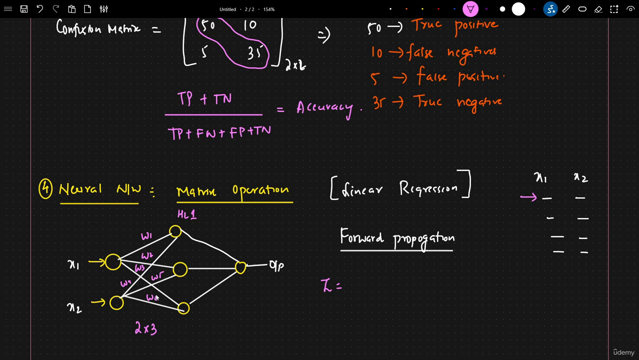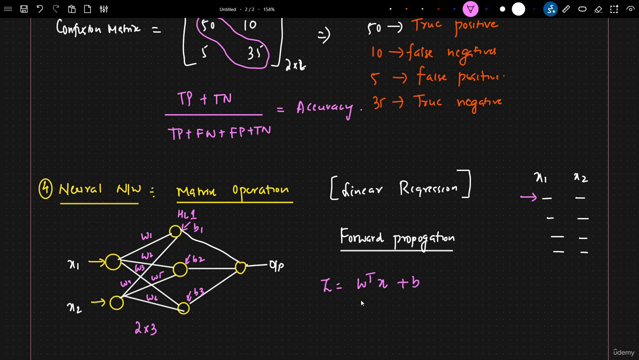So the first operation we do is take these inputs and multiply by the weights. If you have some basic idea of neural networks, here we do W transpose X. Along with this, we add bias, B1, B2, B3, and this bias can be represented as B.